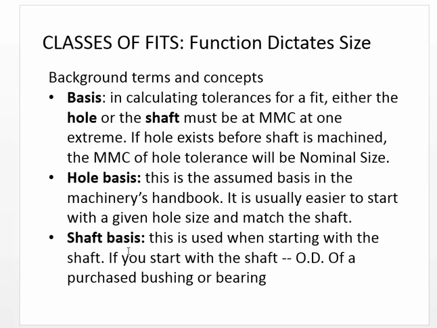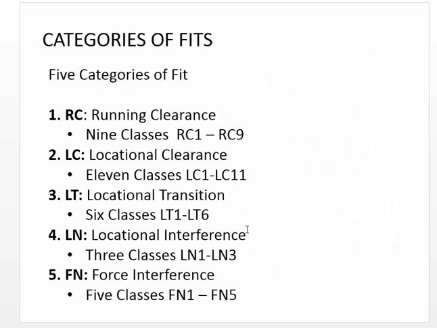Shaft basis has to be calculated from the hole basis numbers, which means you have to shift all the numbers if you're going to have shaft basis in order to come up with the right dimensions. So in the ANSI system, there are 5 categories of fit. Running clearance, which is the biggest amount of clearance, and there are 9 classes within that category, RC1 through RC9.